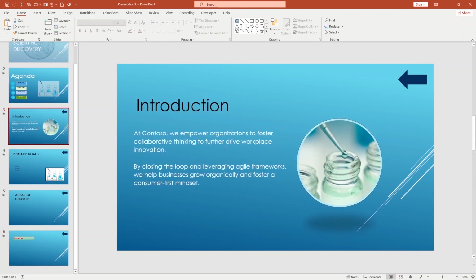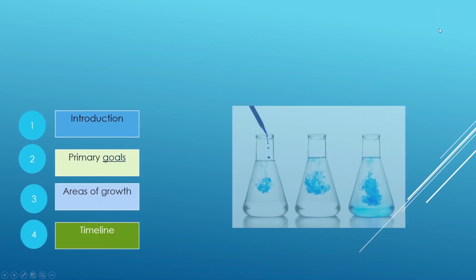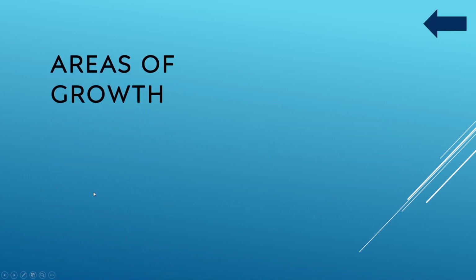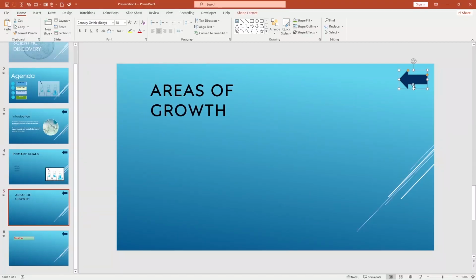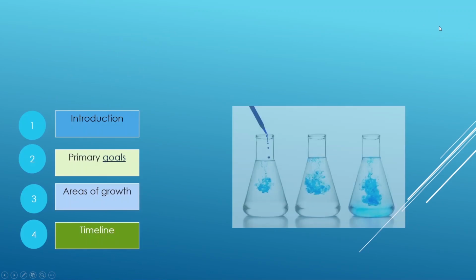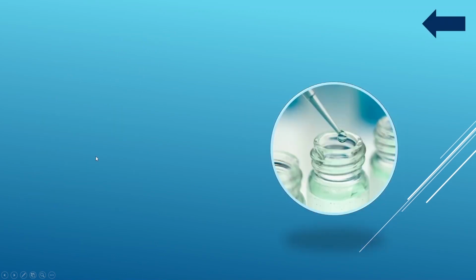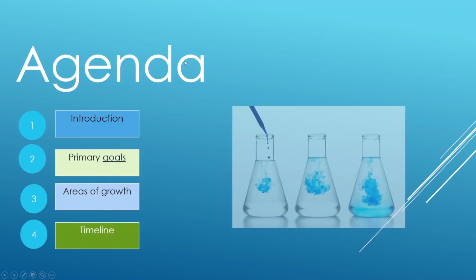Let's see how it looks. If I preview it and click here, it will come up to slide number 2. And if I go to areas of growth, you can see this is slide number 6. But if I click here to go back, okay, it's not linked yet. So I'll right click and link it to here. Then let's see how it looks. If I preview it, it comes up first, and if I go to primary goals and back, it will come up to the agenda.